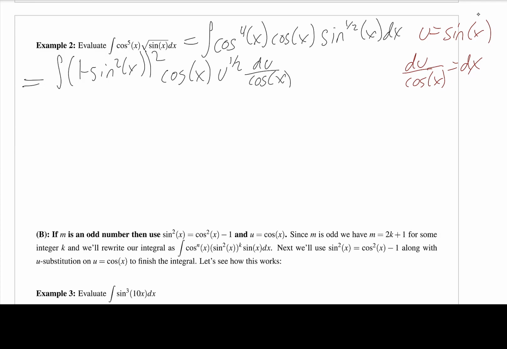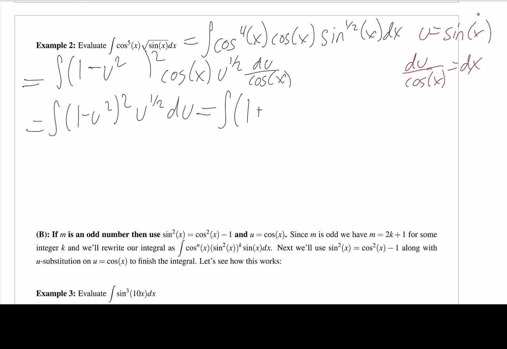And since we're doing that u substitution, u equals sine of x, I'm going to go ahead and plug that in for this sine squared. So this becomes u squared. Make this look a little bit more normal. So then this is the integral of 1 minus u squared squared. Our cosines will cancel with each other, and so we'll have u to the 1/2 du. So then this becomes the integral of, let's see, 1 plus u squared minus 2u squared times u to the 1/2 du.